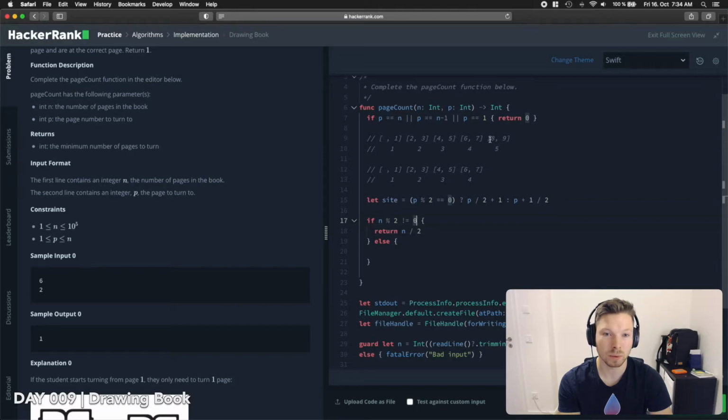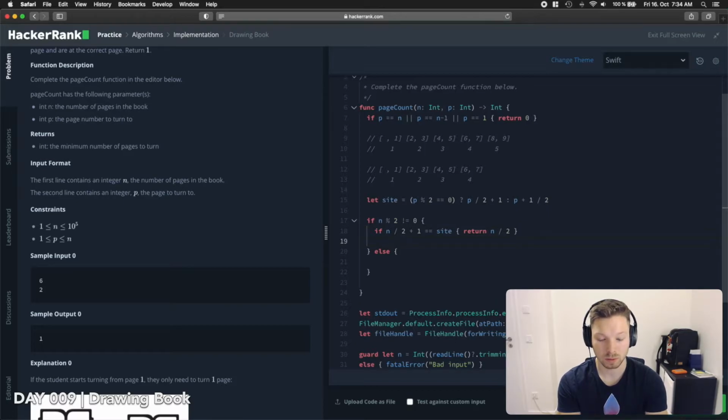So 5 divided by 2 is 2.5. If it's uneven, then we want to say n divided by 2 plus 1 to get to the actual number. And if this one is equal to side, return n divided by 2, right? Because if in case we are in the middle of it, then we have 1, 2 turns, 1, 2 turns.